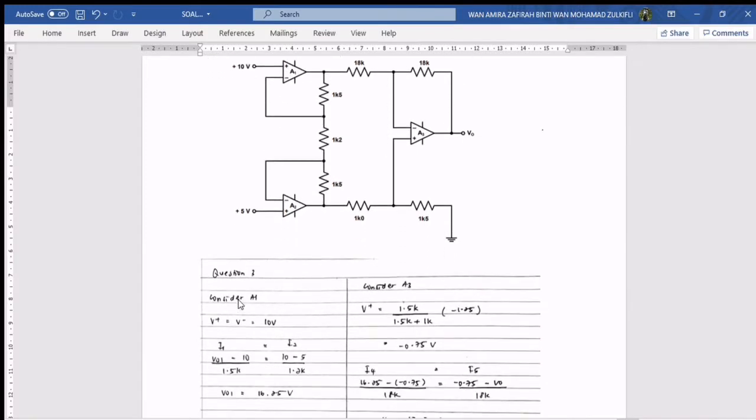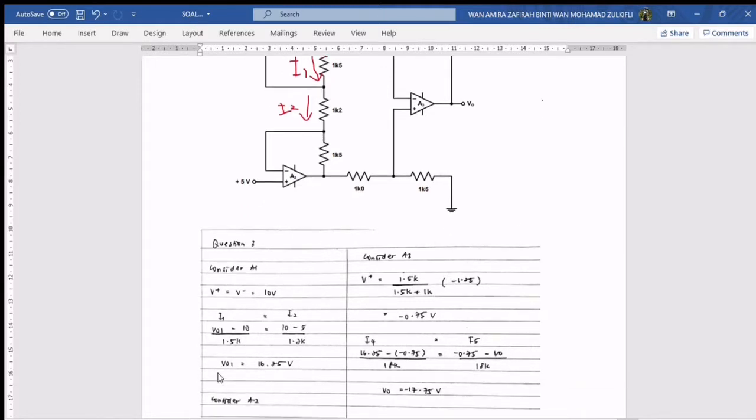Okay, as we can see here, the value for V plus in A1 is already assigned, which is 10 volt. So automatically the value for V minus is also 10 volt. So by applying current in and current out, we can obtain the value for V output 1, which is here. So I assign the current in, which is I1, here. This is I1, and current out, which is I2, here. Okay, so the equation for I1 is V out 1 minus 10 over 1.5k, is equal to current out I2, 10 minus 5 over 1.2k.